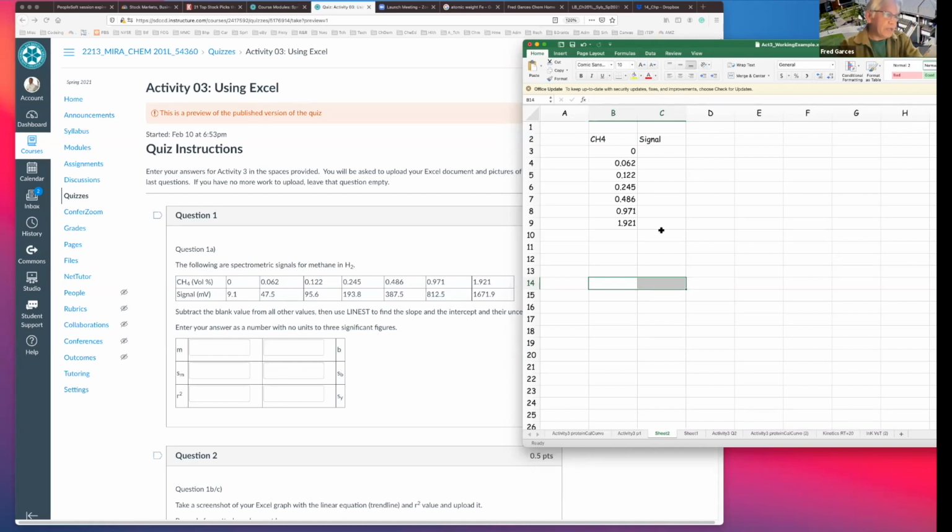Now let me put in my signals. My signal is 9.1. The first thing that you need to do after you put this all in an Excel spreadsheet is to zero or normalize the signal. That is, when you have 0 CH4 and your signal is 9.1, then that's an offset that you need to correct for. And let me show you how that's done.